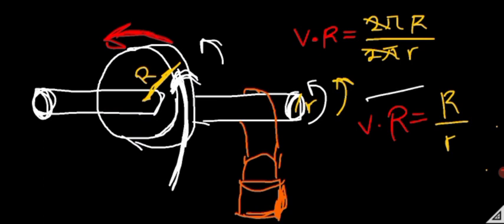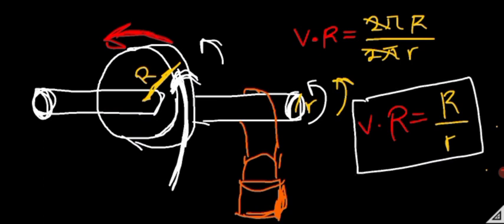So we now say that for wheel and axle, the velocity ratio is given by what? Big R over small r. Make sure you write this down, it's very important. Big R, where big R is the radius of the wheel, over small r, where small r is the radius of the axle. So it can be given to you in your exam.